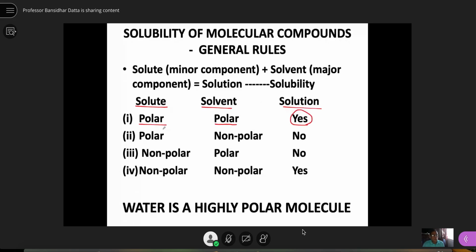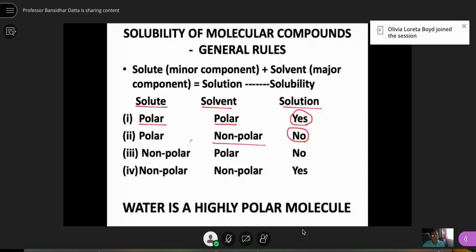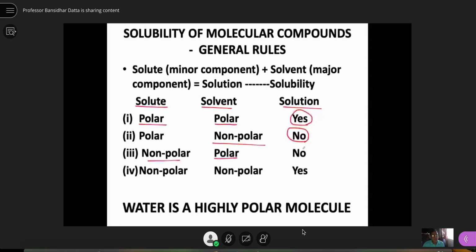If you have a polar solute, then basically it's a no. Unlike things, one is polar, one is non-polar. If you have a non-polar solute and a polar solvent, that also is a no. No means no solution, no solubility.